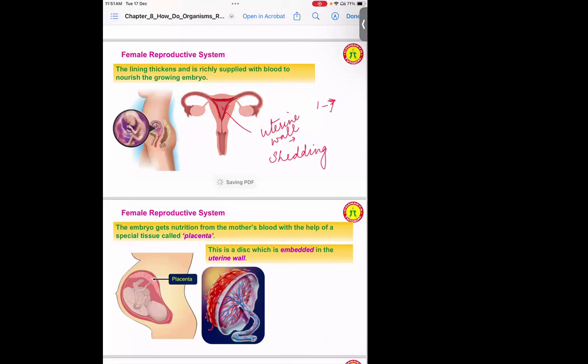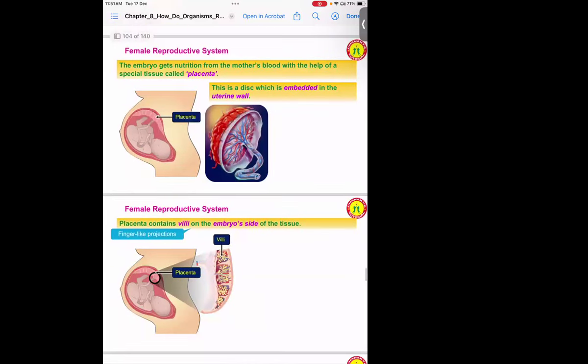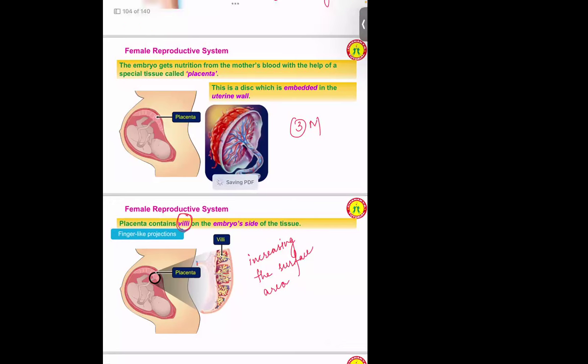Then the embryo gets the nourishment or nutrition from the mother's blood with the help of the tissue called the placenta, and it is a disc which is embedded in the uterine wall. This is very, very important, children, for your 3-mark question. All right. So what is the placenta? What is the function of the placenta? And what does the placenta contain? It contains the villi. Now, what is the function of these villi? These villi are finger-like projections, and they increase the surface area for the absorption of food, so that more food can be absorbed, or more things can be taken by the infant. That is why these villi are important. So where are they present? In the placenta, so as to take in more things there.